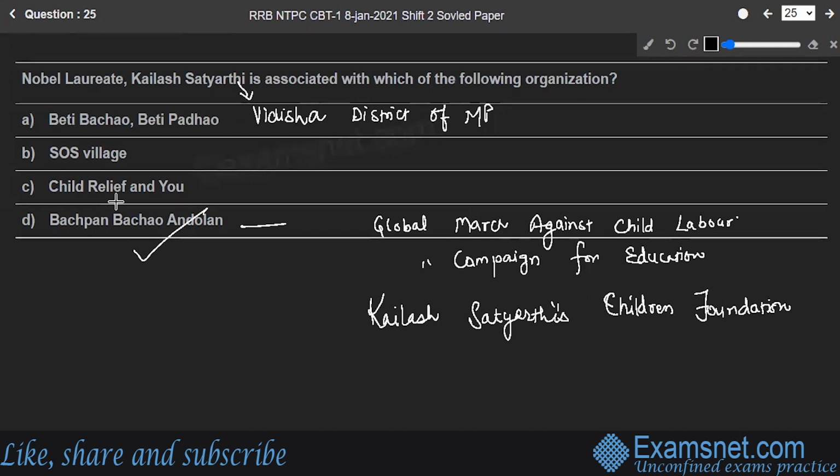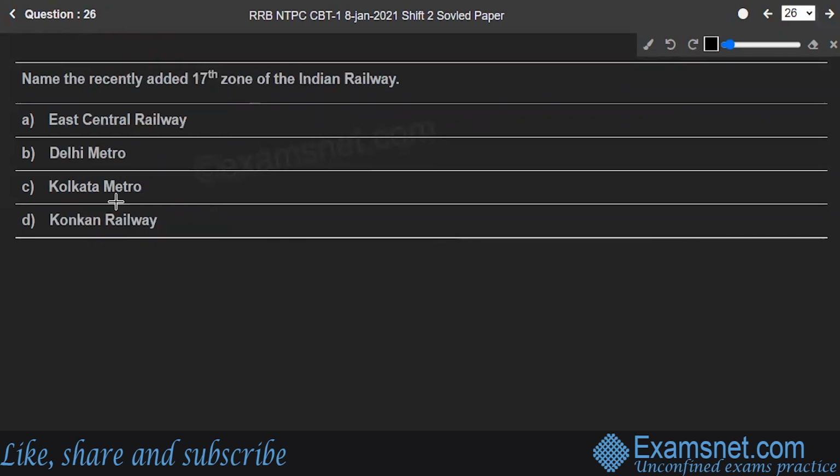Beti Bachao, Beti Padhao is a campaign of Government of India. SOS Village is the world's largest non-governmental organization. Child Relief and You, that's CRY, is an Indian non-governmental organization, NGO, that works towards children's rights. So we have option D, Bachpan Bachao Andolan, as the correct answer to this question. Hope you understood this. Next is question number 26.